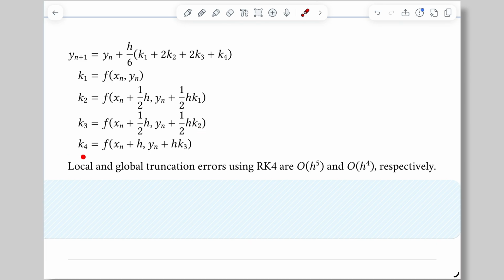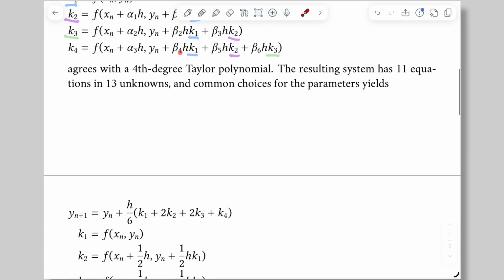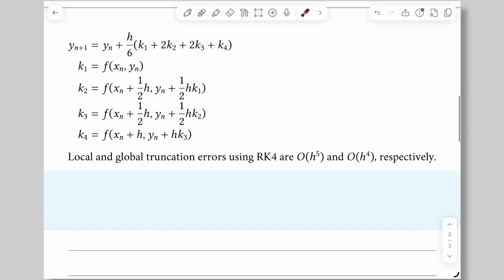And k4 is f of x sub n plus h, y sub n plus h k3. You'll notice that some of the coefficients turned out to be 0 for this method. I suppose I should point out this is like one RK4 method, but it's a pretty common one. Not the RK4 method.